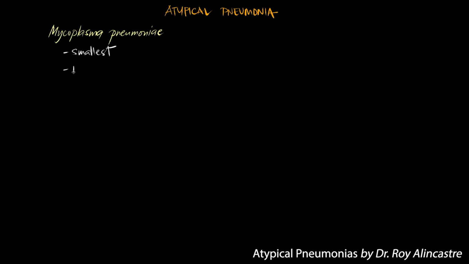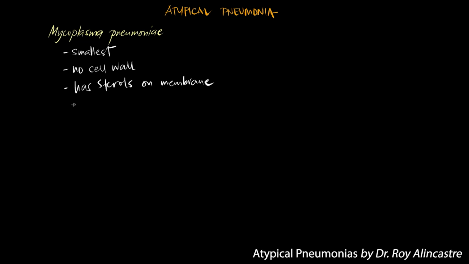Let's now talk about organisms, particularly bacteria, that cause atypical pneumonia. The first one is caused by Mycoplasma pneumoniae. Mycoplasma are the smallest free living organisms. They cannot be seen on gram stain because, if you remember our introduction to microbiology, they do not have a cell wall. And it is also the only bacteria with sterol in the membrane.